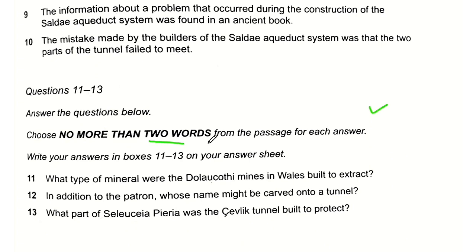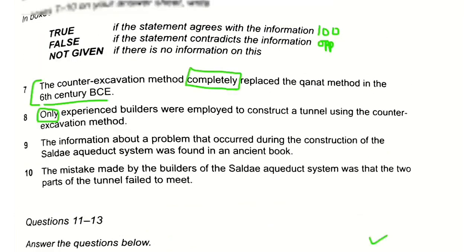In case of short answer questions, you'll also have to check the word limit and you will have to write exactly as it is given in the passage. If they have given us book in the passage, we'll have to mention it as book itself in the answer. We are not supposed to mention it as books. We'll look at the first question. What type of mineral were the Dalhousie mines in Wales built to extract? Here they're asking what type of mineral was being extracted in the Dalhousie mines. So that is the question here. Now we'll be looking at the first paragraph. You've already read the question.